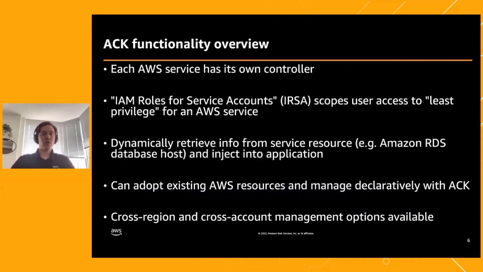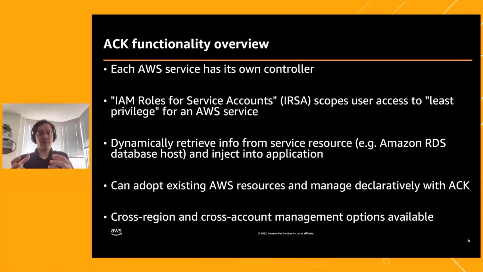So let's provide some general overview around how ACK works. Each AWS service has its own controller. So Amazon RDS has its own controller, which we're going to talk about in greater detail. Amazon EC2 has its own controller. And these controllers can cover a lot of different functionality within that service. But the idea is that each of these services has its own controller, so it allows you to customize how you want your users to interact with it.